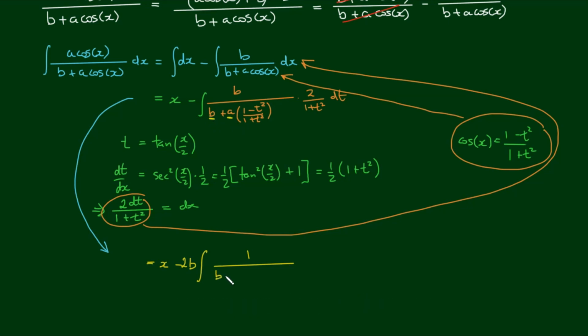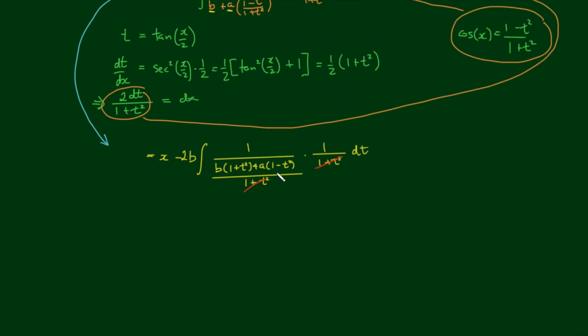So we have (b/(1+t²) + a/(1−t²)) all over (1+t²), because the 2 has already come out the front, times dt. So now this 1 plus t squared can cancel with this 1 plus t squared.